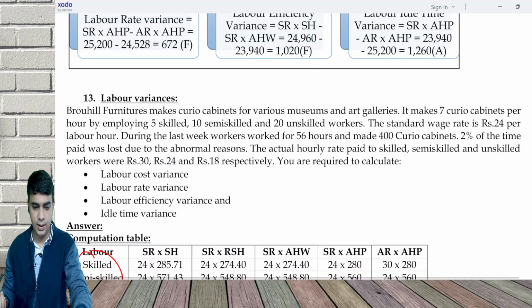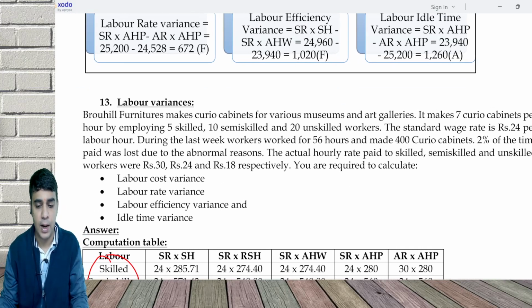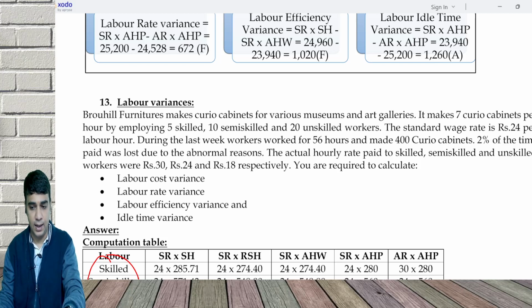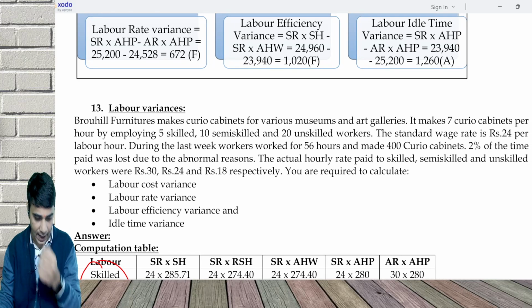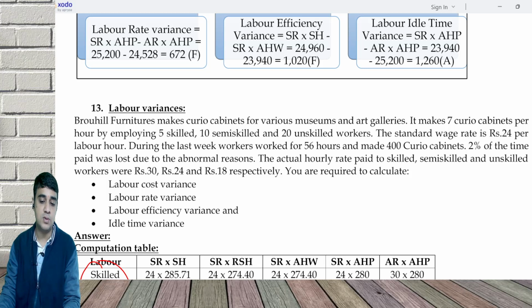Let's come to question 13. Browell Furnitures makes curio cabinets for various museums and art galleries. It makes 7 cabinets per hour by employing 5 skilled, 10 semi-skilled and 20 unskilled. The standard wage rate is 24 per labor hour. During the last week, workers worked for 56 hours and made 400 cabinets. 2% of the time was lost due to the abnormal reason. Actual rate paid to skilled, semi-skilled and unskilled is 30, 24 and 18.